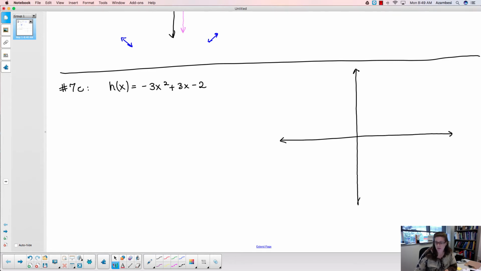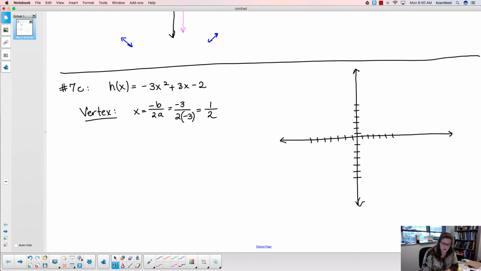Just because as we complete finding these things, then we'll use the graph itself and plot it on there. All right, so first piece is the vertex. Vertex-wise, you can either remember the vertex formula, or you can use the completing the square option and put it in standard form. So if you're going to use the vertex formula, then x is equal to negative b over 2a. So I have negative 3 over 2 times negative 3, or 1/2 for my vertex, for my x coordinate.